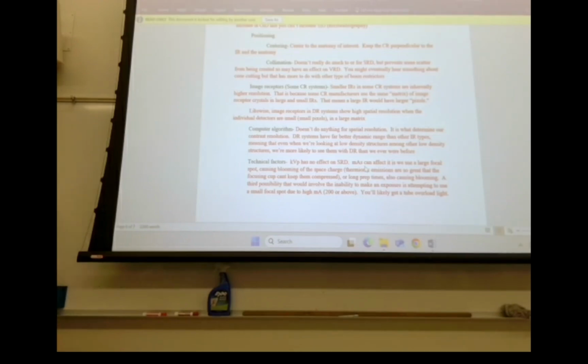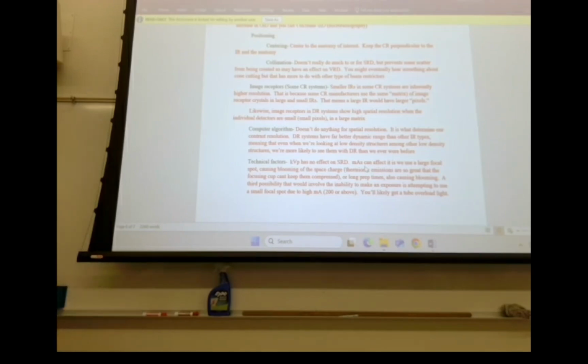Mass can have an effect on sharpness of recorded detail. That's for 2 different reasons. One is blooming of the space charge. We talked about that in the last section. So if you use a very high mA station or long prep time, then what you can create is too large of a cloud of electrons. Your thermionic emissions exceed the ability of the focusing cup to keep everything compressed, right? So then you've got, in that case, a larger focal spot size than what you had intended to have, and therefore your sharpness of recorded detail could suffer a little bit.